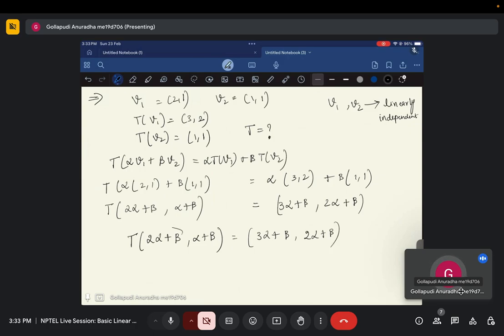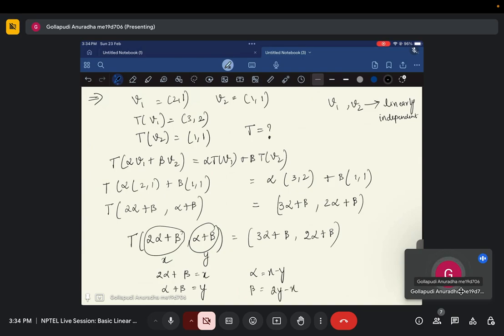For example, if I am saying this as x and this as y, then I can say 2 alpha plus beta is equal to x and alpha plus beta is equal to y. So what are alpha and beta here in terms of x and y? Alpha will be x minus y and beta will be 2y minus x.